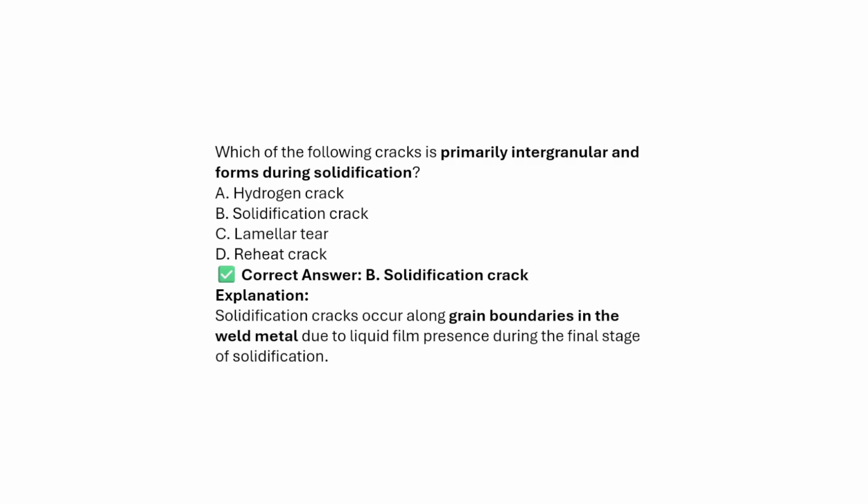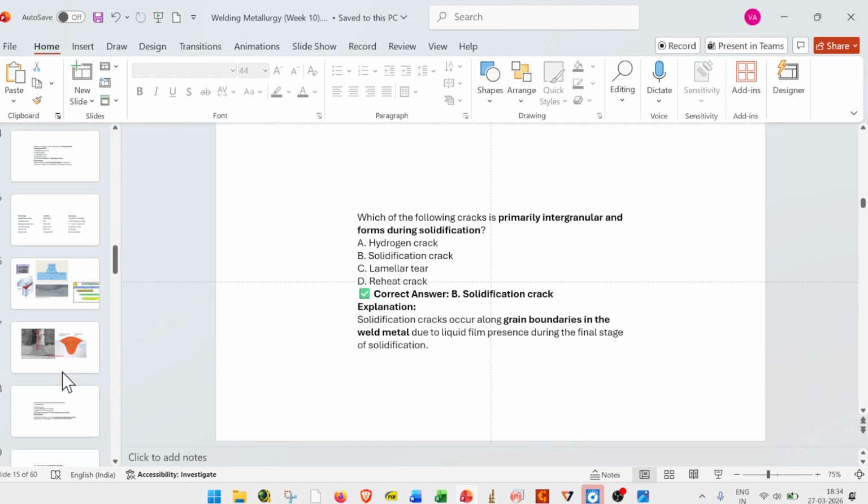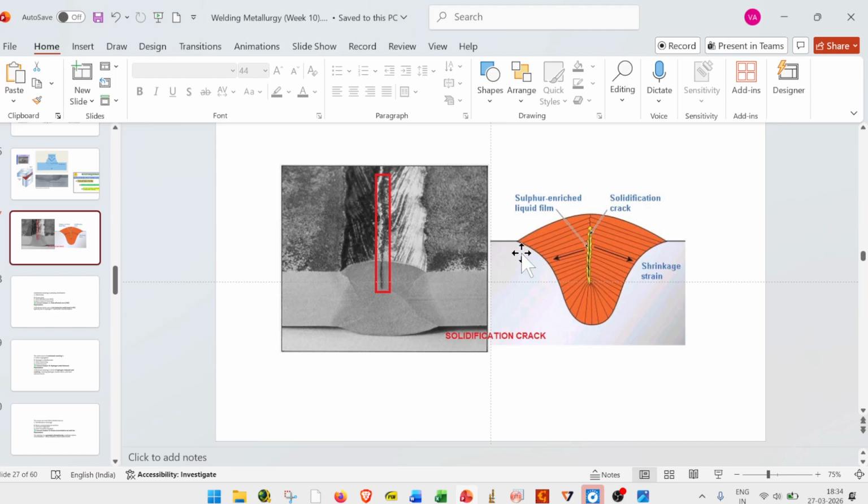Solidification cracking occurs along the grain boundaries in the weld metal due to the liquid film presence during the final stage of the solidification. I think that we have seen before. So here you can see solidification cracking. Solidification starts from the boundary region and propagates towards the center region. Once it has reached the top, because of this brittle phase, this solidification crack will be formed.